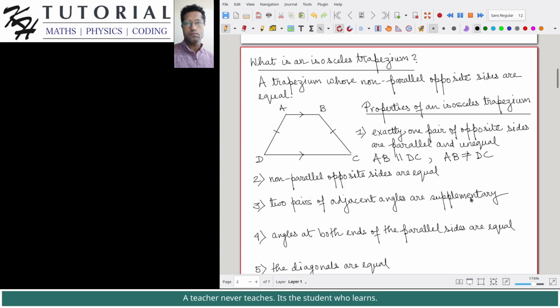Now the second is that the non-parallel opposite sides are equal. So in this trapezium, the non-parallel sides are AD and BC. So we must have AD equal to BC.